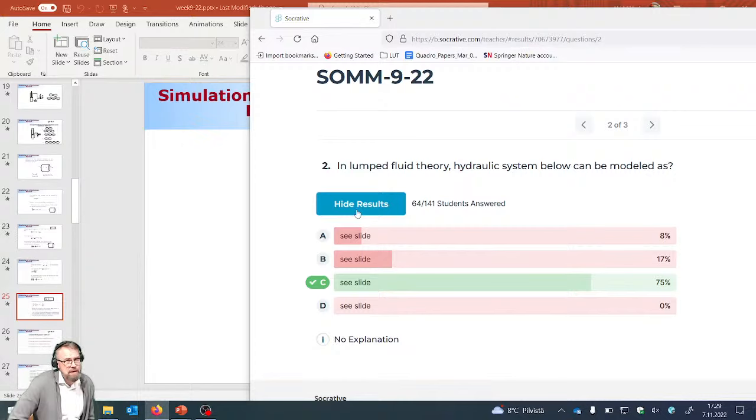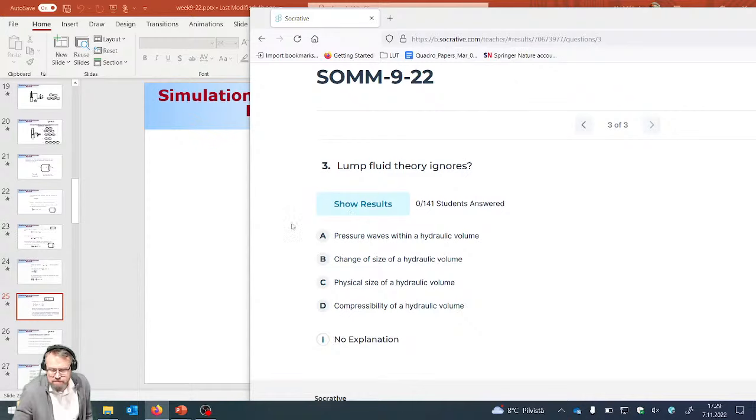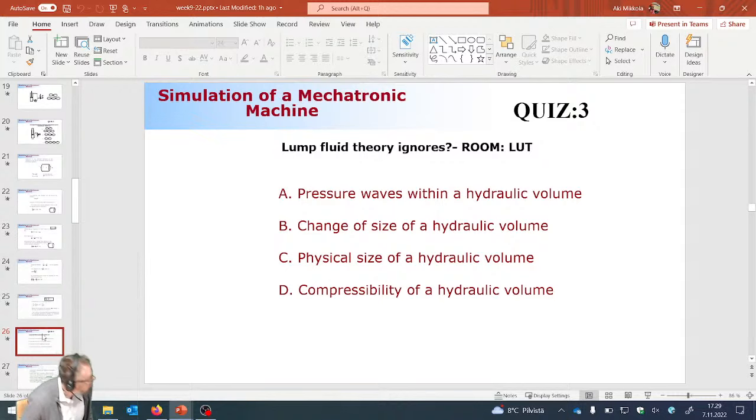Final question, final in-class quiz of the day: in line fluid theory, what is ignored? Is it the pressure waves within the hydraulic volume, change of the size of the hydraulic volume, physical size of the hydraulic volume, or compressibility of hydraulic volume? Only one is correct, but which one is correct? And the game is on.